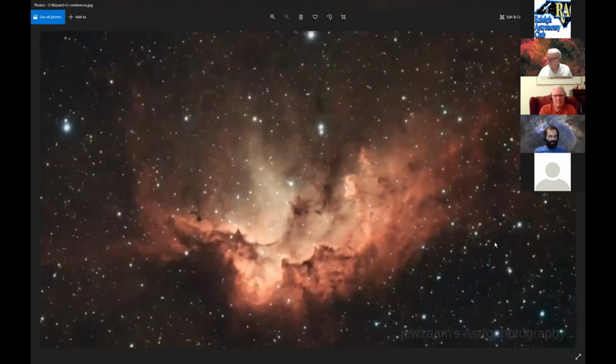This one is Wizard Nebula, same camera. I've been collecting data for a while and then fighting with the processing, throwing away what I was doing because everything I came up with, just the background, I was trying too hard with the colors to make something pop. Yeah, I think the only problem with this thing is it's just very blotchy. So you're going to have to deal with color noise here.